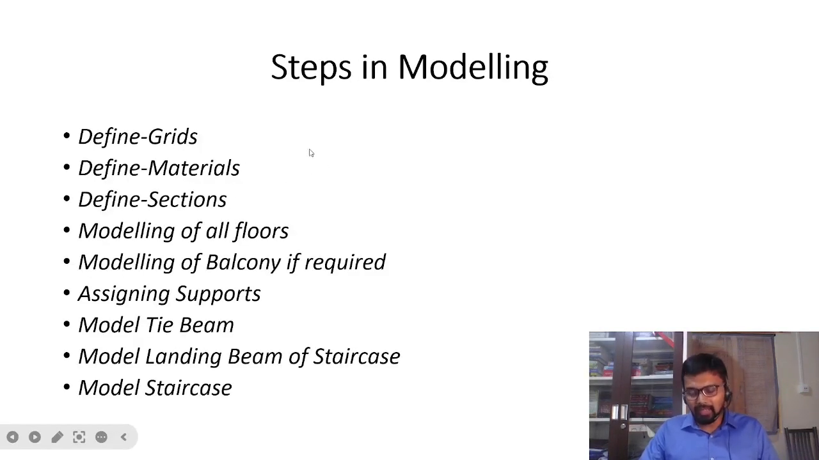And then when you open it, what are the steps? First of all, there is the modeling part, and in fact the steps in modeling are almost the same in all the softwares. First we'll define grids. If you don't import the grids, we can import the grids also. You can see the details in my earlier videos in the playlist. Then we have to define material, define sections, and model all the floors. If there is a balcony, we have to model the balcony, and assign supports. If a tie beam is required, we model the tie beam. And in some cases there is a porch or balcony also, so if you lower the tie beam, we have to lower the tie beam there also. And then if you want to model the staircase landing beam, obviously we have to model that.